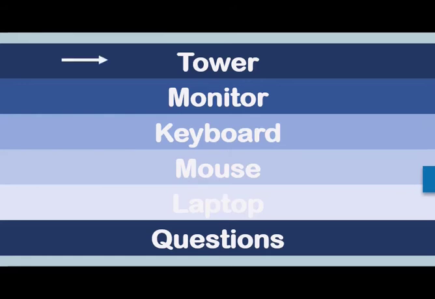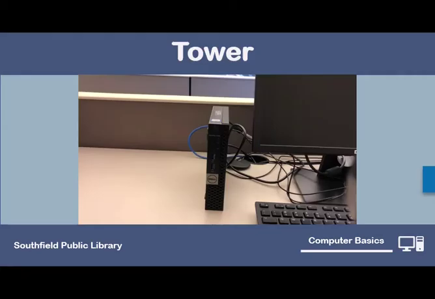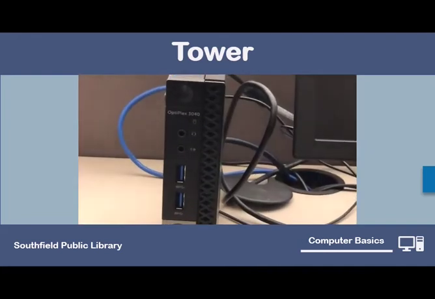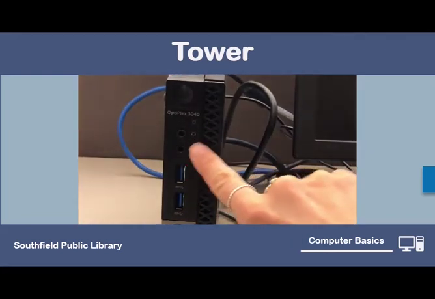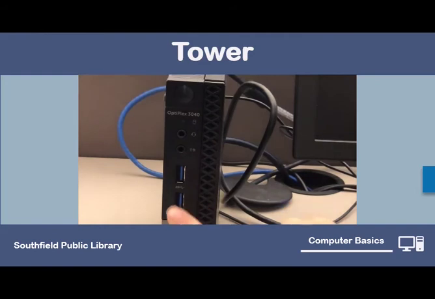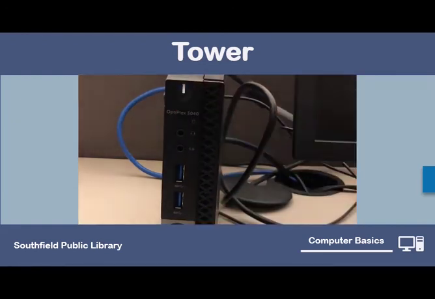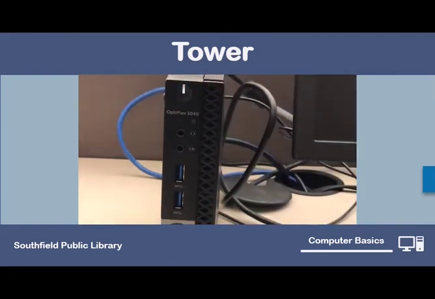Let's start with the tower, also known as the base unit or CPU. This holds all the hardware that your computer needs to work. There are a variety of plugins on the front and back to plug in other hardware devices like your mouse, keyboard, there's a headphone jack. This is the brain of your computer. It processes all of your instructions and runs your programs. Click on the button to turn the power on.